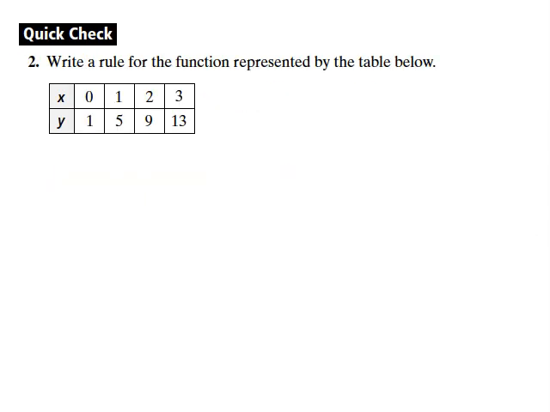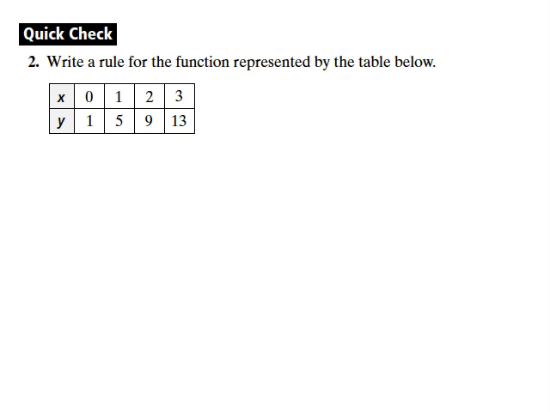In quick check number 2, it states, write a rule for the function represented by the table below. We have to think, what could we do to 0 to get 1? What could we do to 1 to get 5? What could we do to 2 to get 9? And what could we do to 3 to get 13?